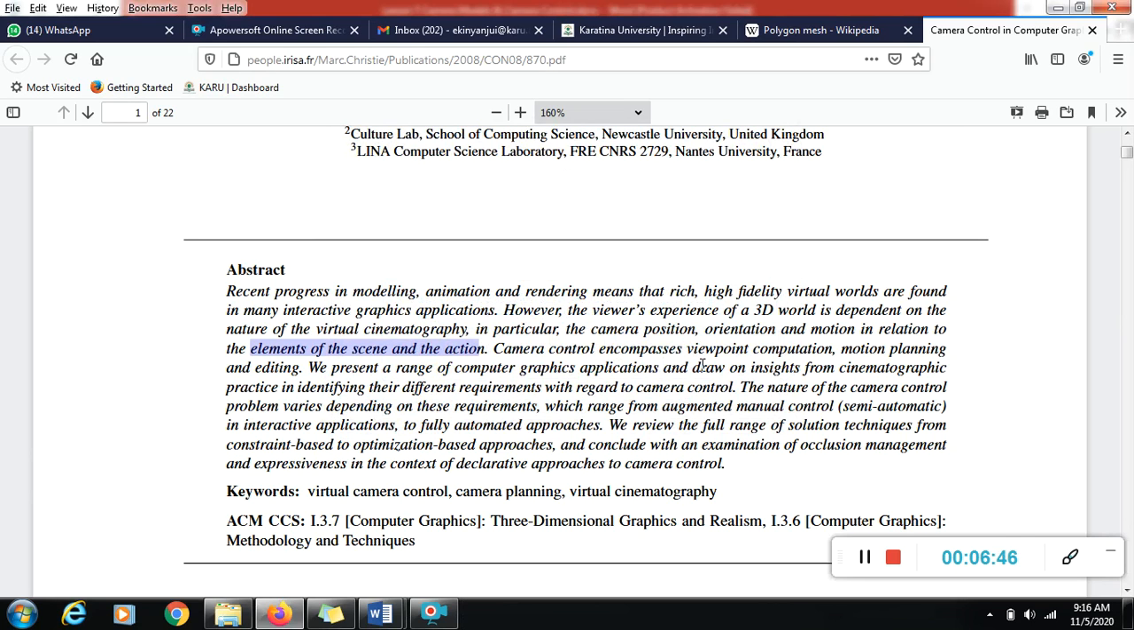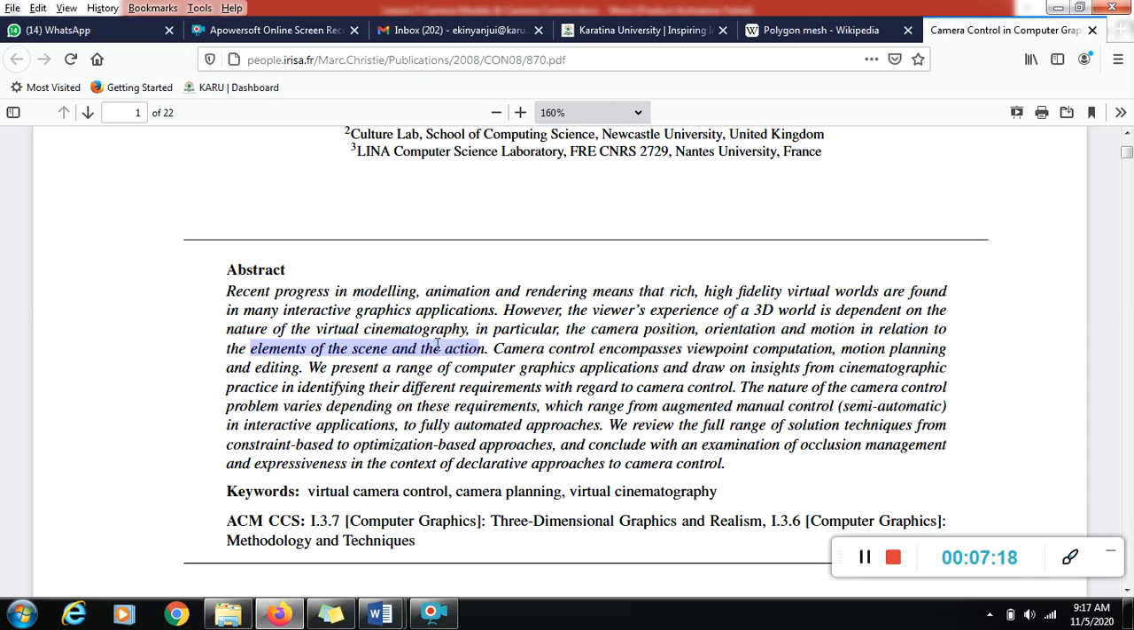Camera control encompasses viewpoint computation, motion planning, and editing. So these things have to be done by this virtual cinematography. We present a range of computer graphics applications and draw on insight from cinematographic practice in identifying their different requirements with regard to camera control. The nature of camera control problems varies depending on these requirements, which range from augmented manual control, semi-automatic in interactive applications, to fully automated approaches.